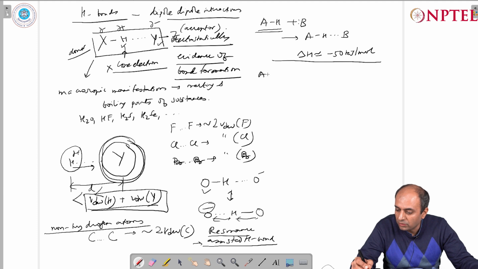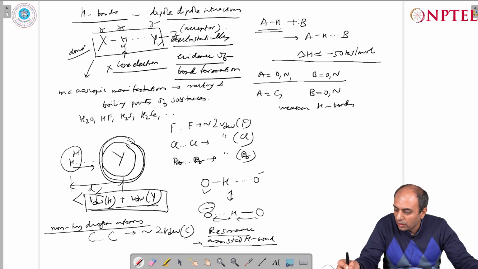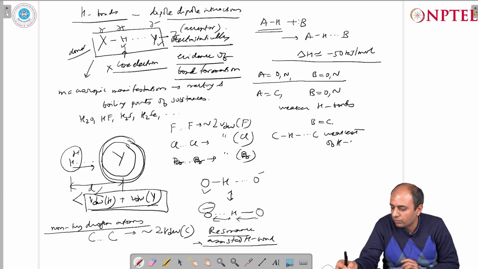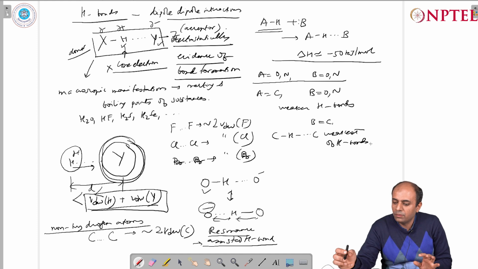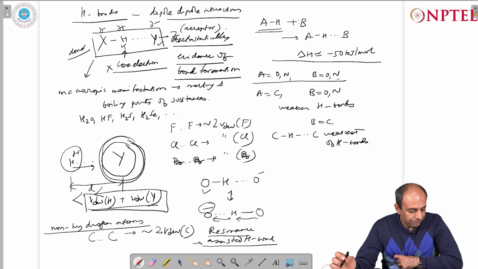Now if A is equal to oxygen or nitrogen, you have the stronger donors, and if B is equal to oxygen or nitrogen, then you are going to have strong hydrogen bonds. But if A is equal to carbon and B is equal to oxygen or nitrogen, then you are going to have weaker hydrogen bonds. And if B is equal to carbon, then you will have essentially CHC, which are the weakest of hydrogen bonds. So the spectrum of hydrogen bonds can be tuned depending upon the donor and the acceptor strength.